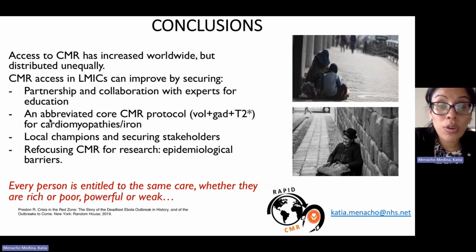We need the support of local champions and securing the stakeholders in each participant center. The system is different, but we need to have them on our side. And the other thing that we would like to explore in the future is if we can also refocus CMR research, especially in low-middle income countries, on pathologies where there is an epidemiological and also economical burden to be explored and studied.